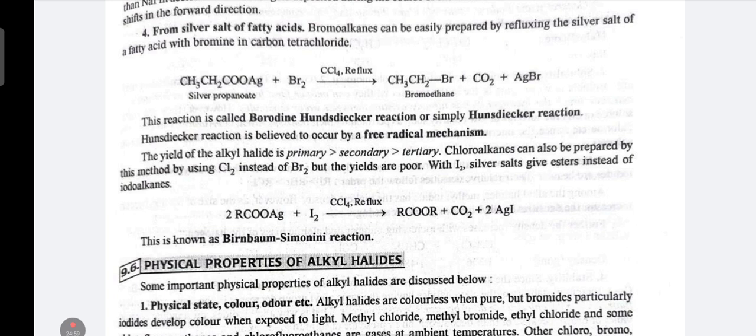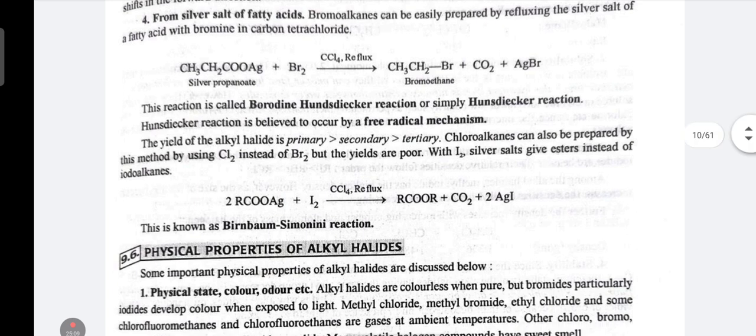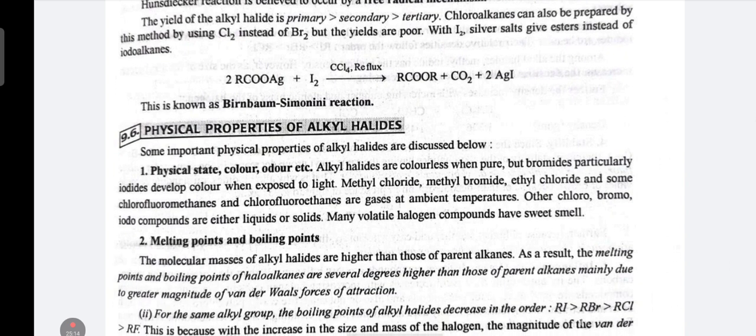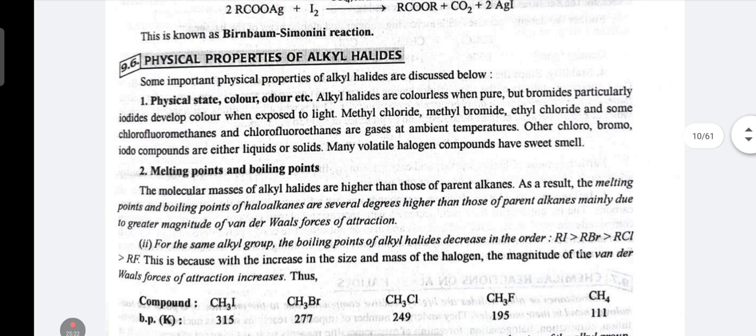Chloroalkane can also be prepared by this method by using chlorine instead of bromine, but the yields are poor. With I2, the silver salt gives an ester instead of iodoalkane. This reaction is known as the Birnbaum-Simonini reaction. Now we will discuss the physical properties of alkyl halides.